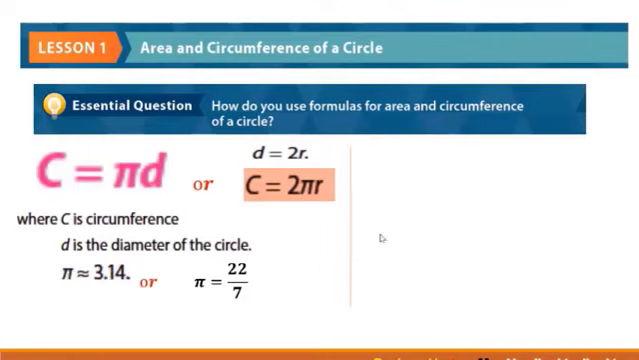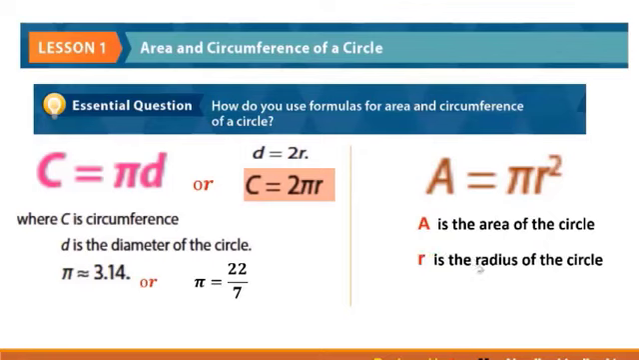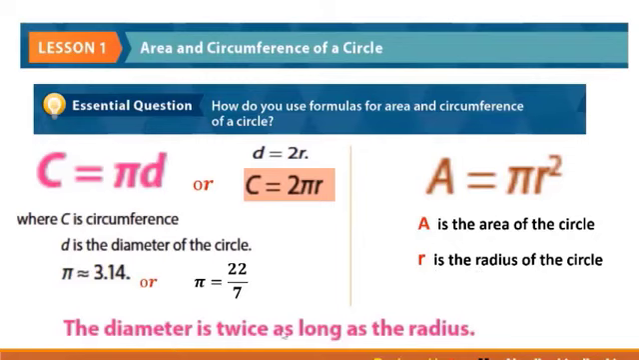Now we have the formula for area. Area of circle is pi r square. R square means r times itself. A is my area. I think you all know this. And my r here means my radius. And remember, the diameter is twice as long as the radius, meaning d is 2r and consists of 2 radii.